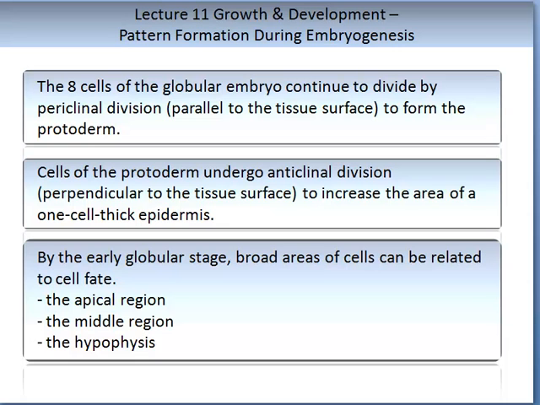Cells of the protoderm undergo anticlinal division, that is, perpendicular to the tissue surface, to increase the area of a 1-cell thick epidermis. By the early globular stage, broad areas of cells can be related to cell fate: the apical region, the middle region, and the hypophysis.